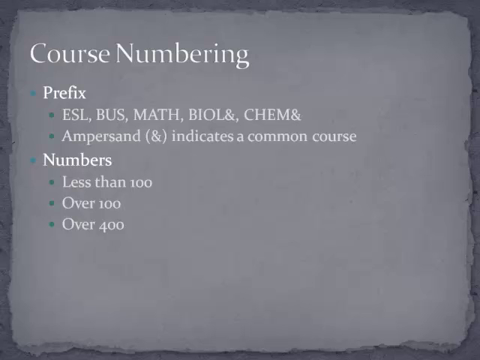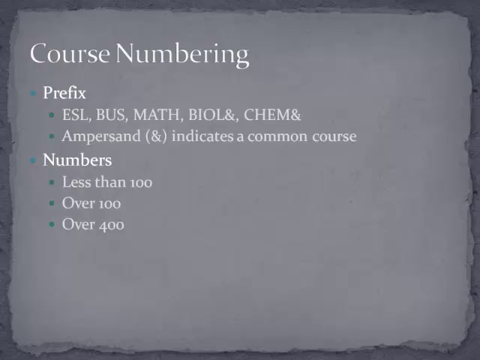So, for example, English 101, the prefix is ENGL ampersand 101. That is equivalent throughout the state of Washington. Same course number, so that the transcript evaluators can immediately see that it's a common course number, and the credits can be transferred very easily. So that's the prefixes.